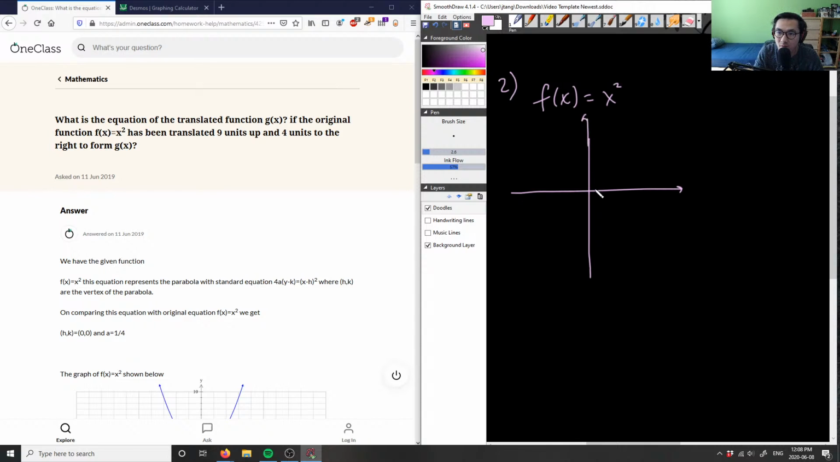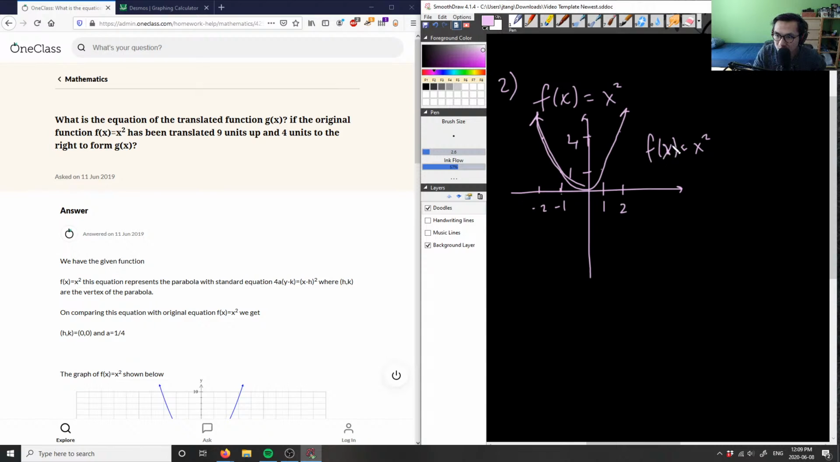Very easy to graph. This here's 1, this is 1, this here's a 2, this is going to be a 4, and etc. And this here is -1, this here is -2. So I'm going to have something like this. It has to hit 0, 0 somehow. Something like this. So this is going to be f of x equals x squared.